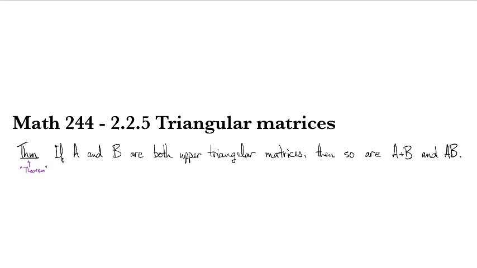and I will actually prove this theorem. So we'll look at the proof in just a moment. But first, let's just think about why it might be true. If A and B are both upper triangular matrices, then so are their sum and product. Well, it has to have something to do with the position of the zeros in the sum and the product, right? So let's look at the proof of this thing.